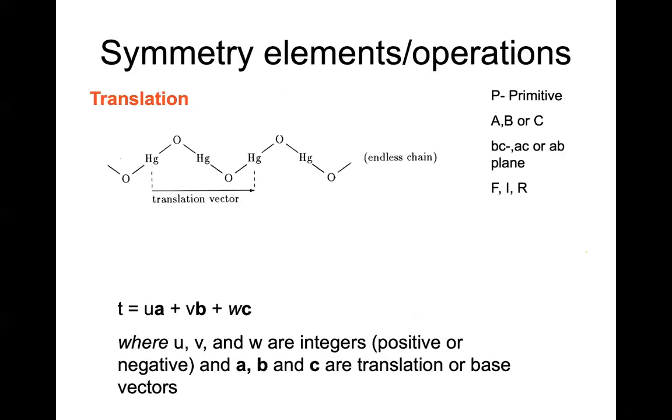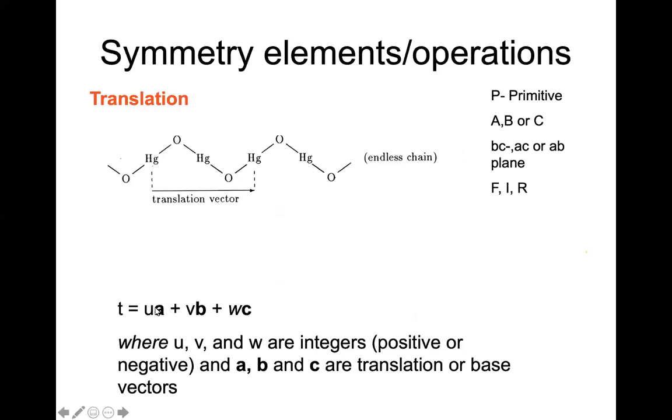Okay. Now, I want to tell you a simple example for translational symmetry. This is mercuric oxide. It's a linear chain molecule crystal. So you can see HgO, HgO. So you can translate this mercury to here or this mercury to here. Okay. So you don't distinguish between anything in three dimensions.